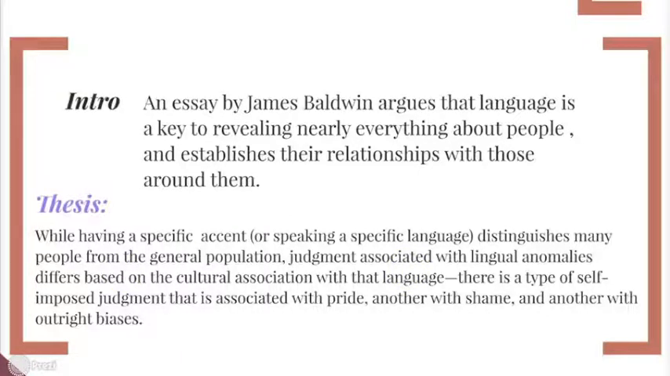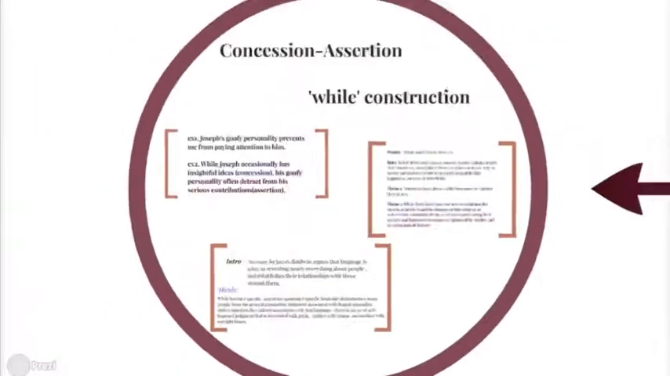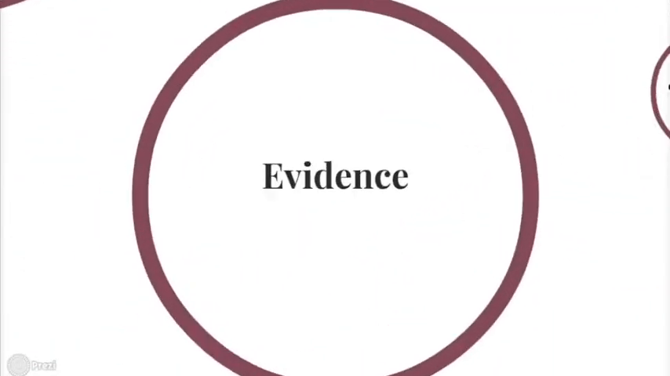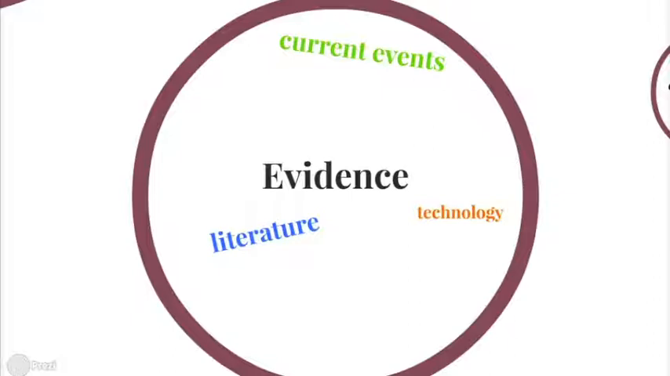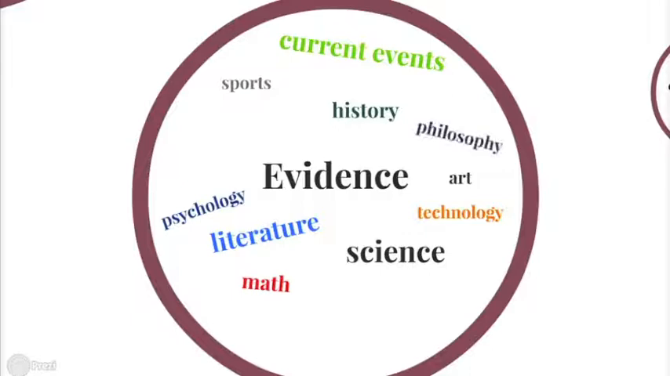Okay, so now that we're done with going over theses and introductions and how to qualify, now we're going to move on to the evidence. Now, evidence comes from a myriad of places. It can be current events, technology, literature, other art forms, sports, other areas of school. History is one that I use a lot, science, music, math, psychology, philosophy, bio, which is science.